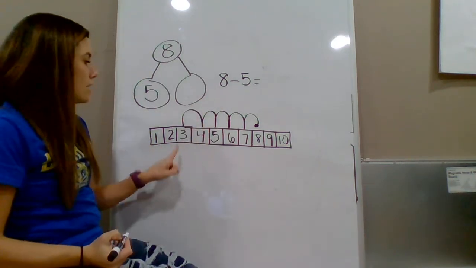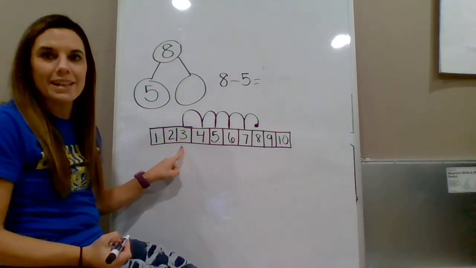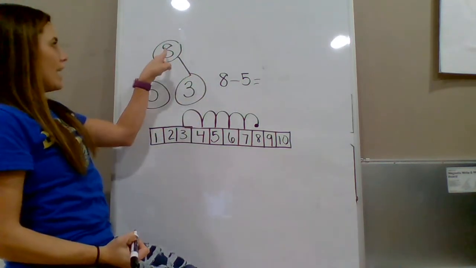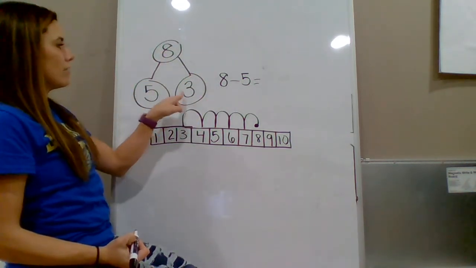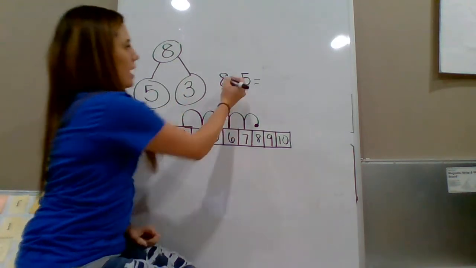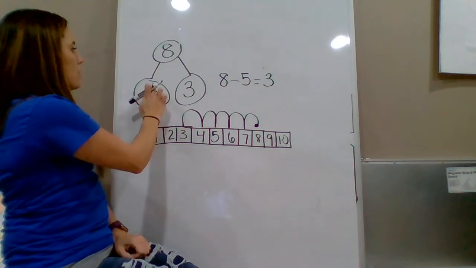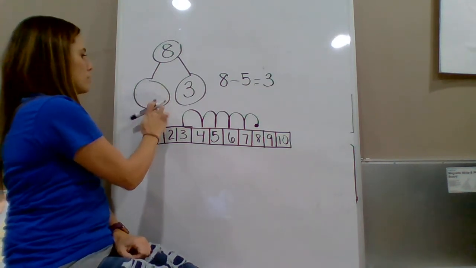What number did I end on? 3. Guess what? That is my answer. 8 minus 5 equals 3. What if I wanted to change this around?